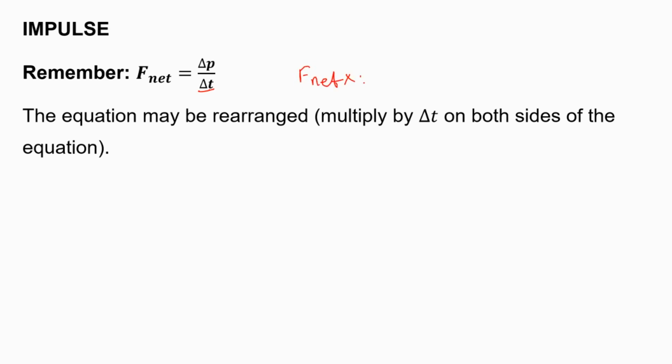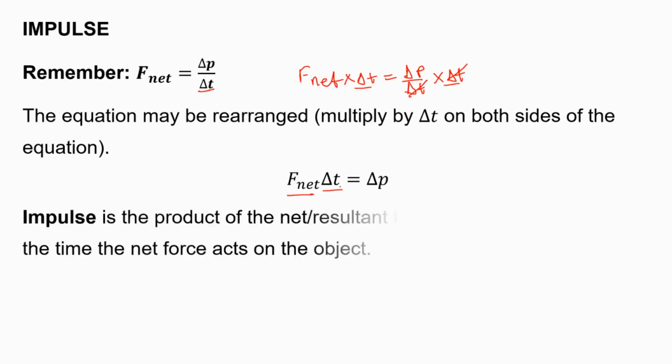F net times delta T is equal to delta P over delta T times delta T. See that we have multiplied both sides by delta T, then delta T divided by delta T, we get what? We get 1 there, and then we remain with this product, F net times delta T, which is called impulse. So impulse is the product of the net force acting on an object and the time the net force acts on the object. The product of F net and time, thus impulse.